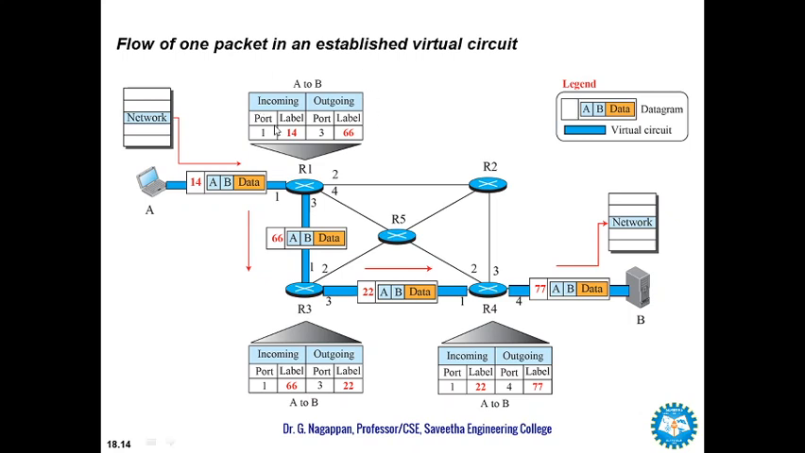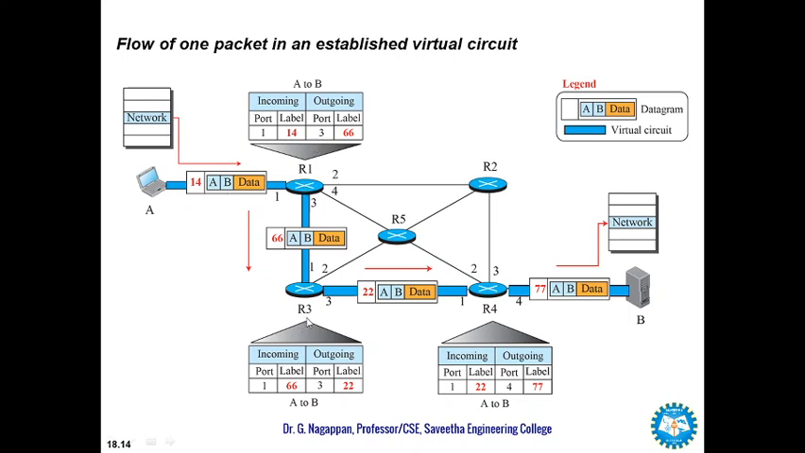And how does the data transfer take place? After all these tables are filled up with the port numbers and the corresponding labels, the data transmission is normal. When the packet is being sent, the source and destination addresses are added in the header part, and the label is the incoming label of the sender. When the incoming label is this one, it means that it is coming from A to B, so it will be forwarded with outgoing label 66 to router 3, through port 3.